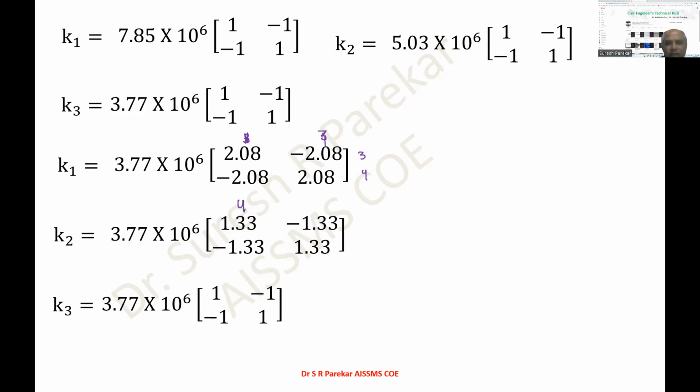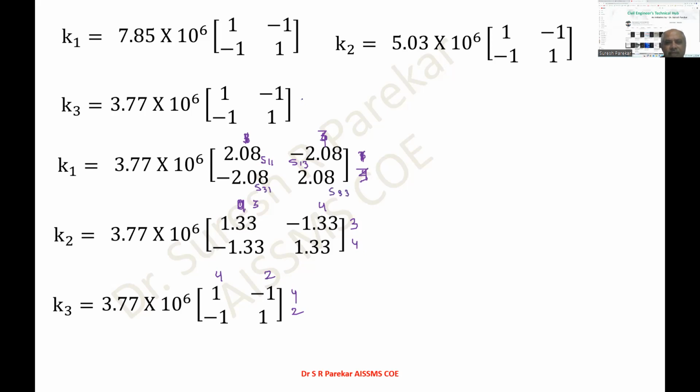1, 3, 3, 4. So 1, 3. Then we have this value as 3, 4, 3, 4. And this will be 4, 2, 4, 2. So that we have to correct it. Then this I will get as 1, 1. This I will get as 1, 3. This will be as 3, 1. And this will be as 3, 3.